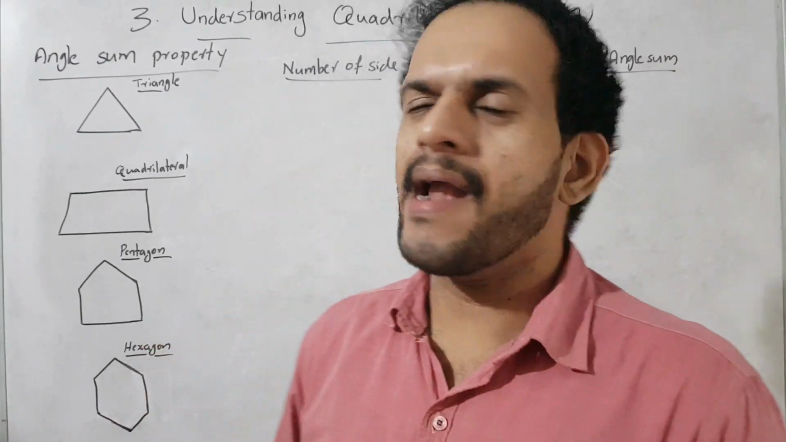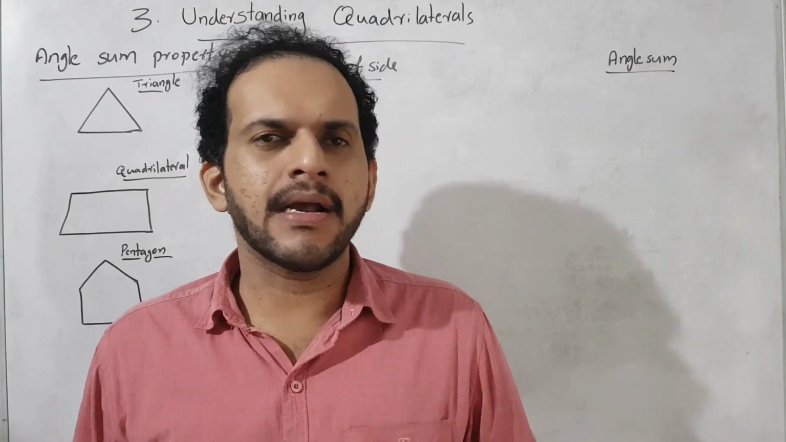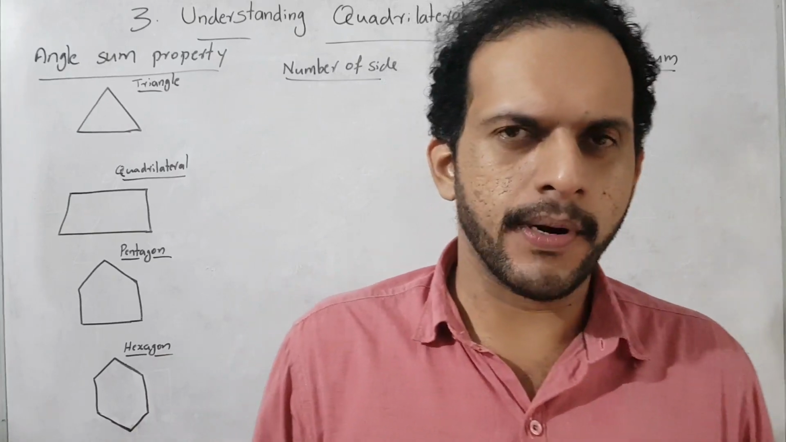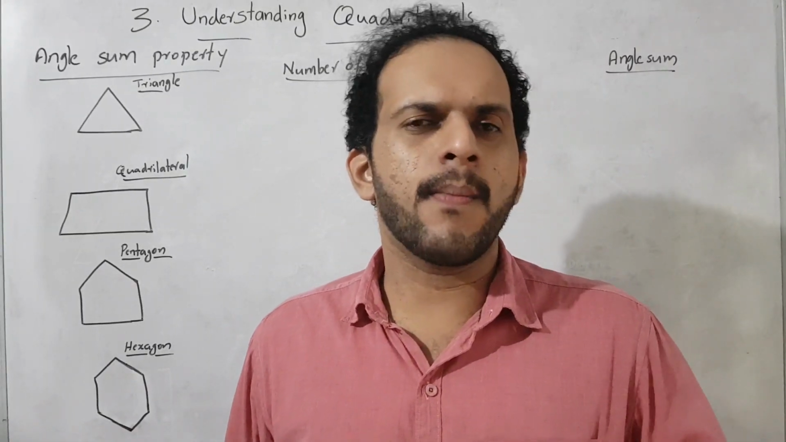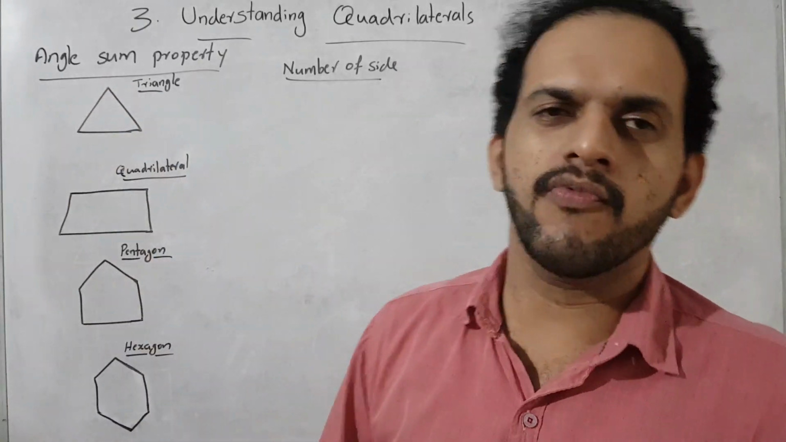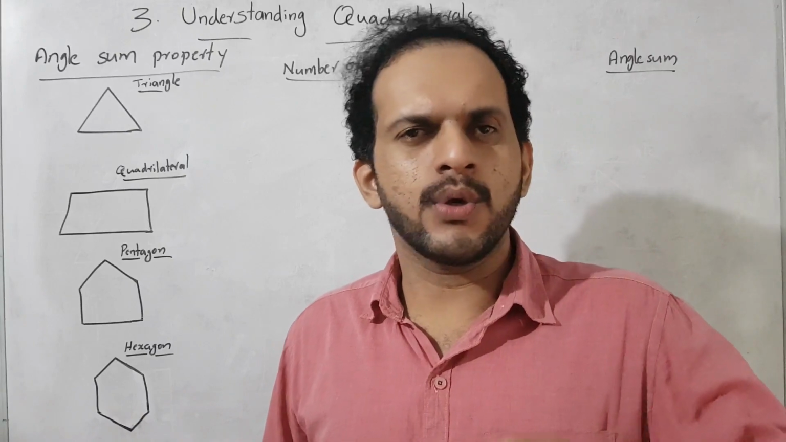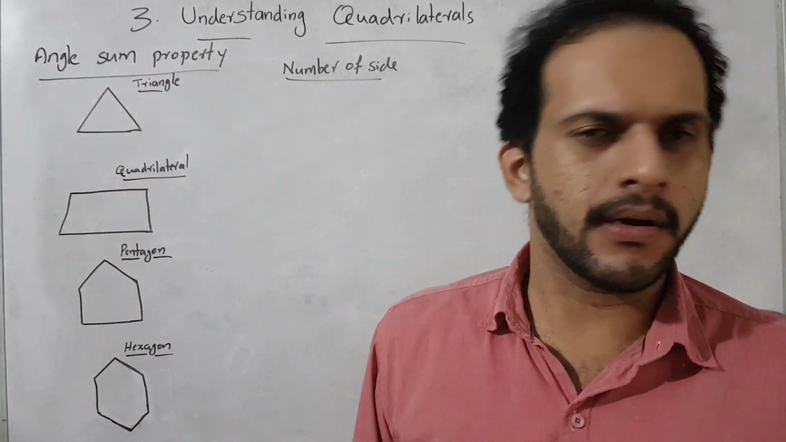Next we are discussing the angle sum property. How do we find the angle sum property of a polygon, and what is the angle sum property? We know the least polygon, the polygon with the least number of sides, is the triangle. We know the angle sum property of a triangle, so we start finding the angle sum property of other polygons by using the triangle.